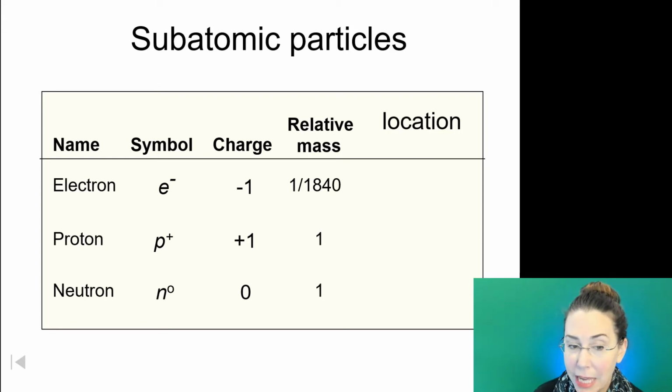Now the relative locations. You probably remembered where the proton and the neutron are, but what about the electron? So the electrons are out in orbitals, not in orbits. That's the old Bohr model, where they traveled in planar orbits. We are now in these three-dimensional orbitals. Protons are in the nucleus, and so are your neutrons. So those are your three basic subatomic particles, their symbols, their charges, their relative masses, and their locations.